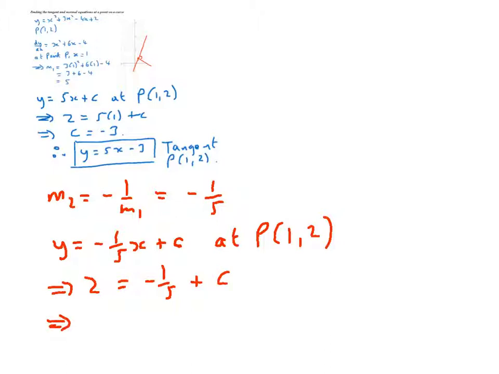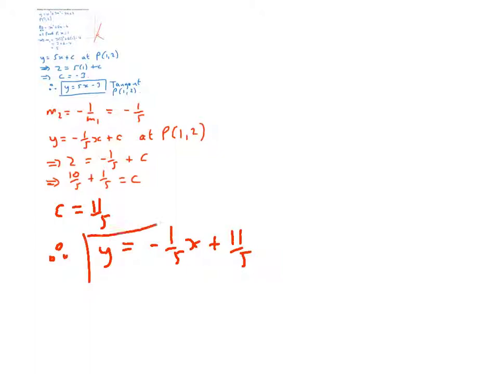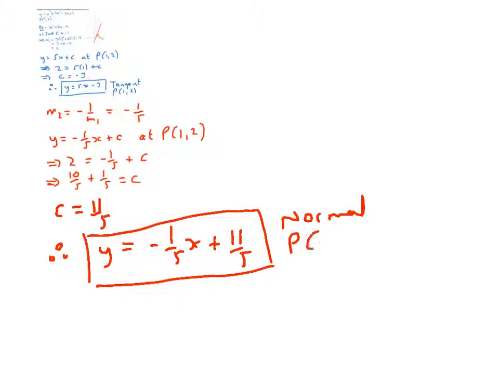Let's tidy this up. We need to make the denominator the same here, so I can add those two together. So that would be 10 over 5 plus 1 over 5 equals c, which of course implies that c equals 11 over 5. Therefore, just to finish this off, I get y equals minus a fifth x plus 11 over 5. I draw a box around it like I would in an exam, and I would just write normal P (1, 2). And we're done.